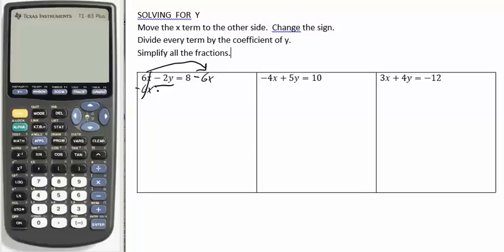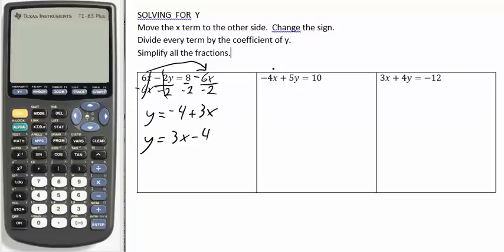Then we divide by the coefficient of y. And then we simplify all the fractions. So y equals 8 divided by negative 2 is negative 4. Negative 6 divided by negative 2 is positive 3x. And if we really wanted to get it into slope-intercept form, we would change those into the right order.